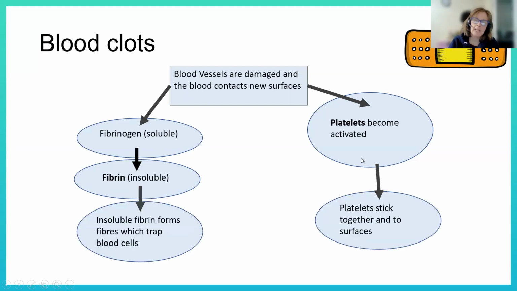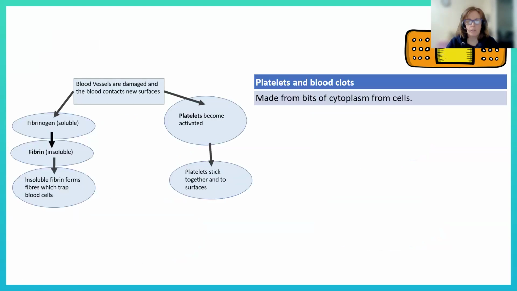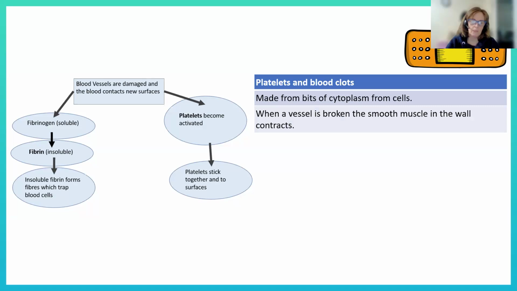What happens next is these platelets, these little bits of pinched off cytoplasm, begin to stick together, they clump together, and they'll also stick to surfaces, like the walls of the blood vessels. Then this fibrin, which is insoluble, so it's actual fibers now, will trap blood cells, like the red blood cells, and they'll form a sort of mesh that will plug the wound. So platelets made with little bits of cells will then block off, essentially. They'll form a plug.